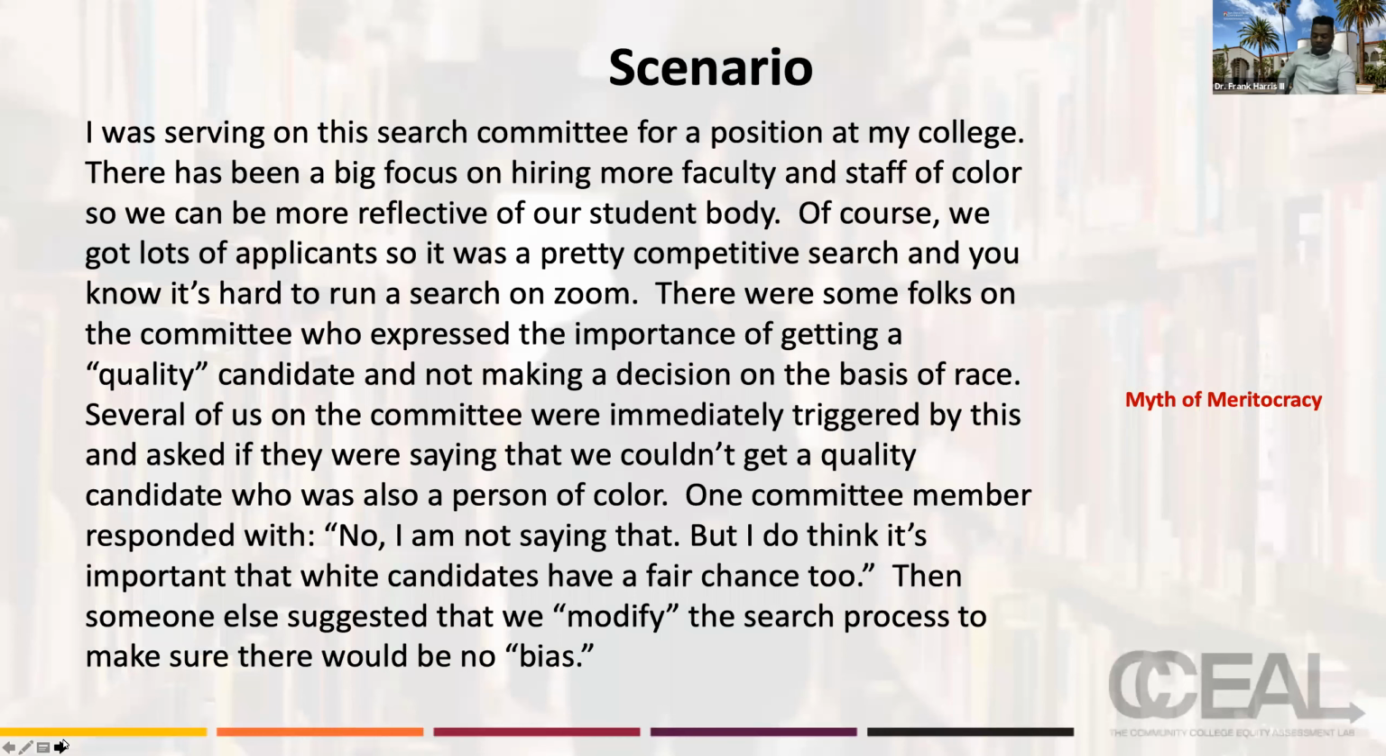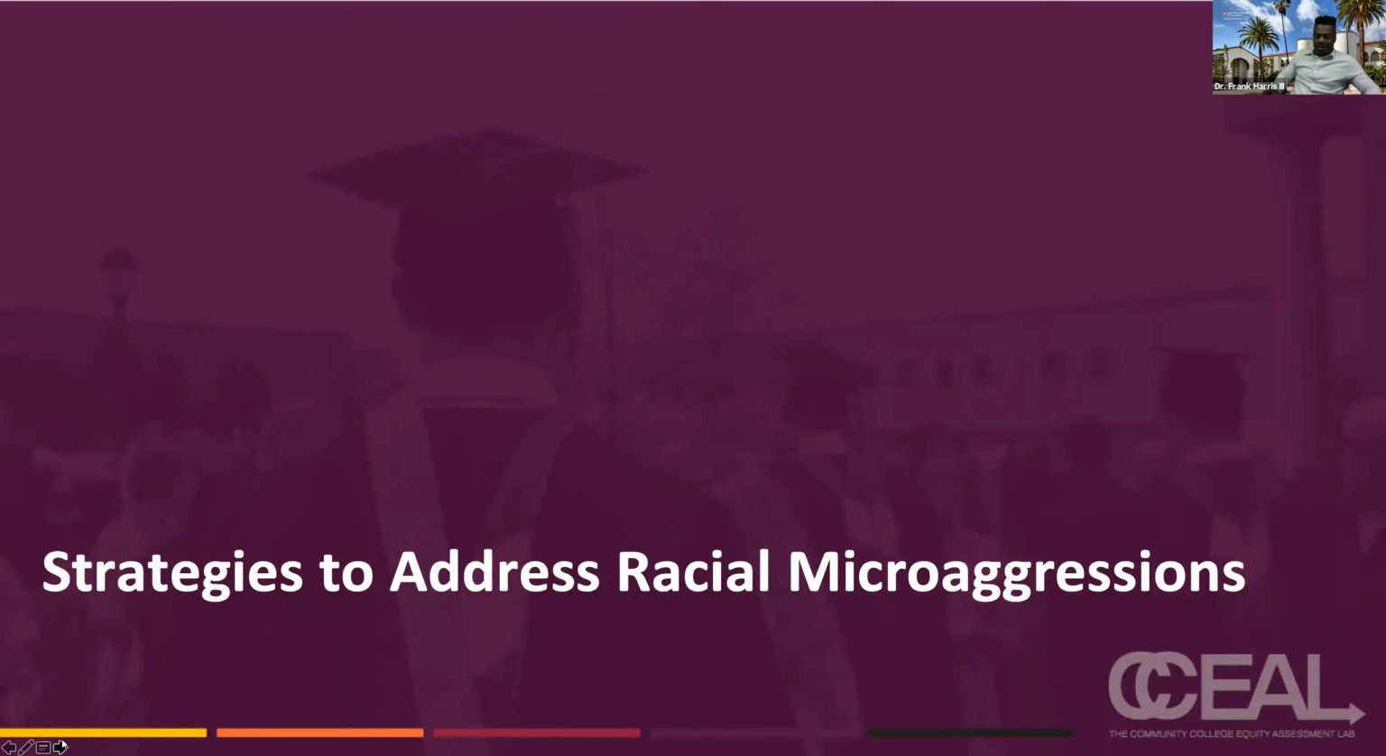And then I would talk about how it could be perceived as insulting and inherently racist to suggest that the search process be modified so that a person of color would not be favored, given the college's longstanding history of using regular search processes that resulted in the hiring of disproportionately more white faculty and staff. Okay, questions, thoughts, reactions before we get into strategy?